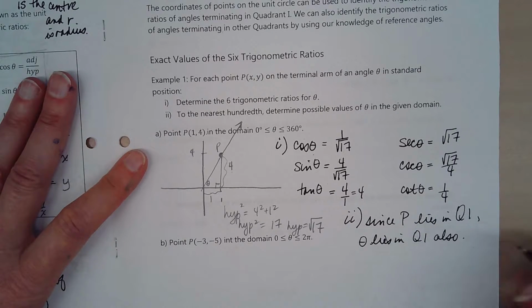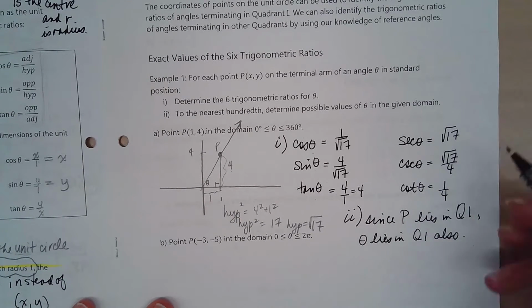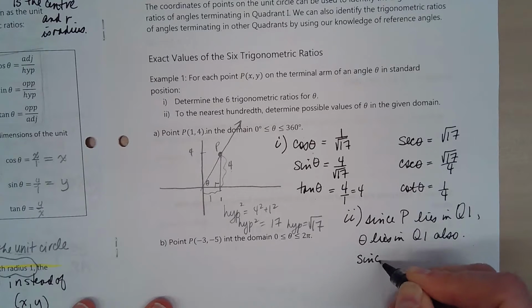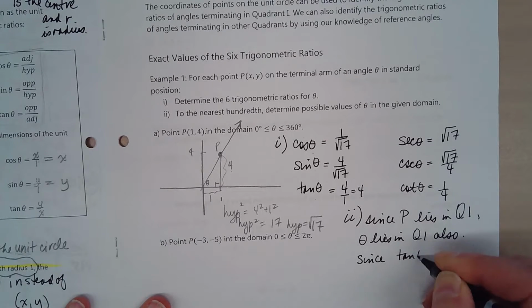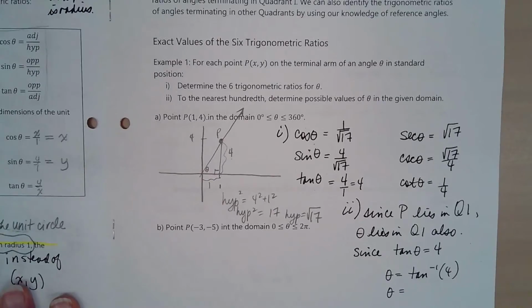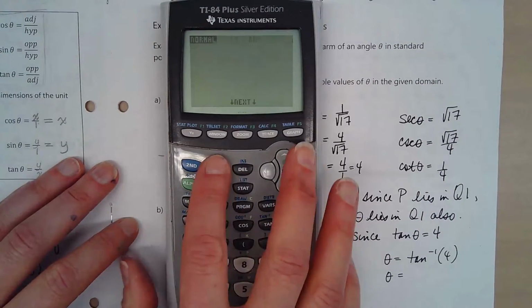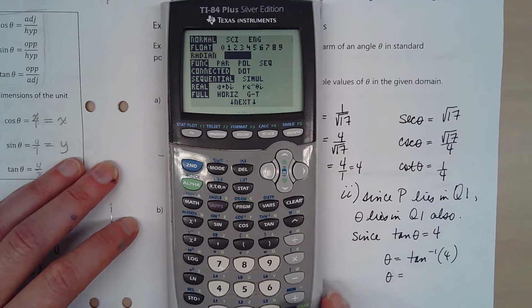Okay, so how do I figure out what theta is? Yeah. So which ratio do you want to use to inverse to find what theta is? Do you want to use cos, sine, or tan? Okay, since tan theta equals 4, theta equals, okay, you need your calculator. Now it's asking in degrees, right? So make sure you're in degrees.